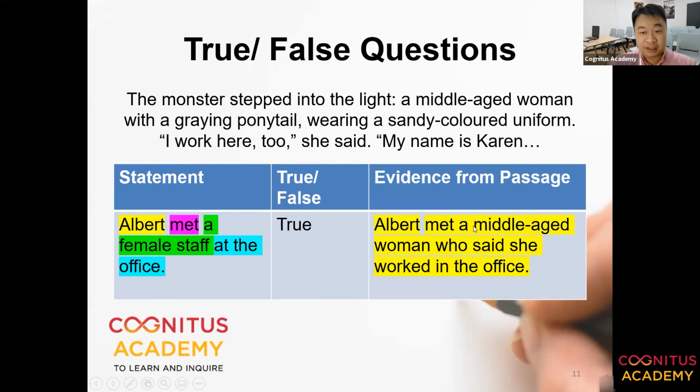So true, Albert met, and if you want to be a bit more specific, you can put a middle-aged woman who said she worked in the office. Again, you take the context from here, you can lift, no problem, as long as it answers. This true statement is sometimes harder to answer than false statements because students do not know what to put in. Some students give up thinking and they just copy exactly the same statement over here. Now this will not work, right? In this case, this lifting is a clear 0. You need to look for context in the passage, and then put that in to replace the part that you agree is true in the sentence. So this is the true false question.